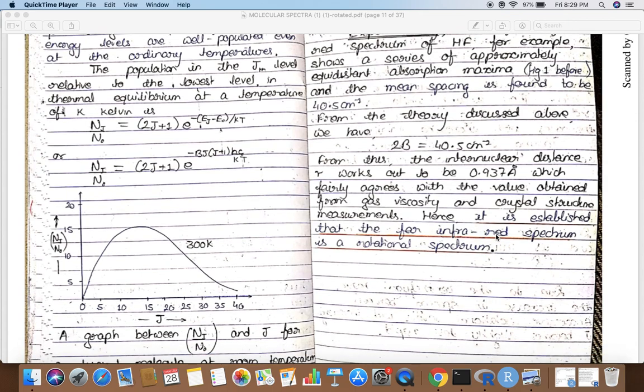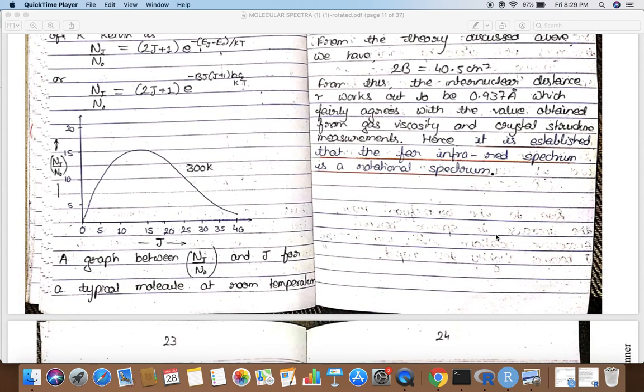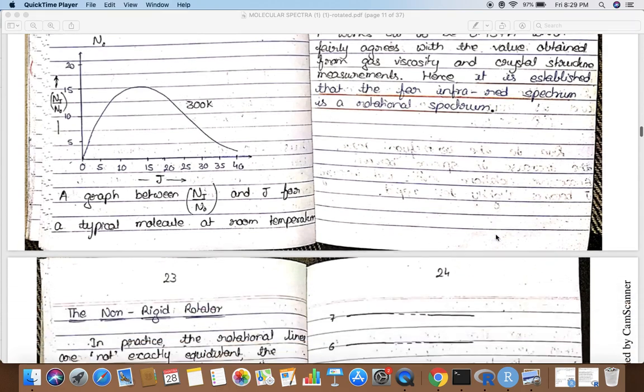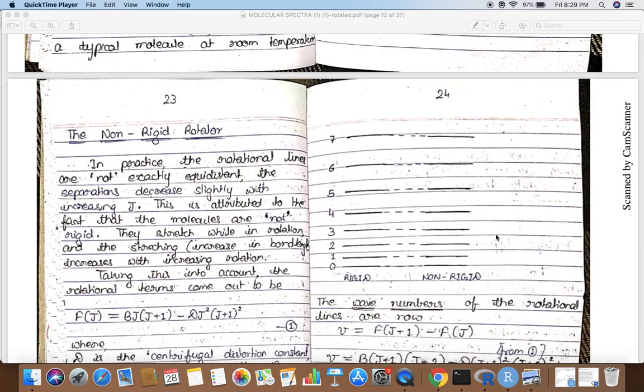So this is all about the rotational spectroscopy. Now, we presume that the diatomic molecule behaves like a rigid rotator. In practice, I'm emphasizing again, I said that these are approximations, rigorous approximations. Practically, it is not possible to have a diatomic molecule behaving like a rigid rotator. So in practice, now let me deal with the non-rigid rotators.